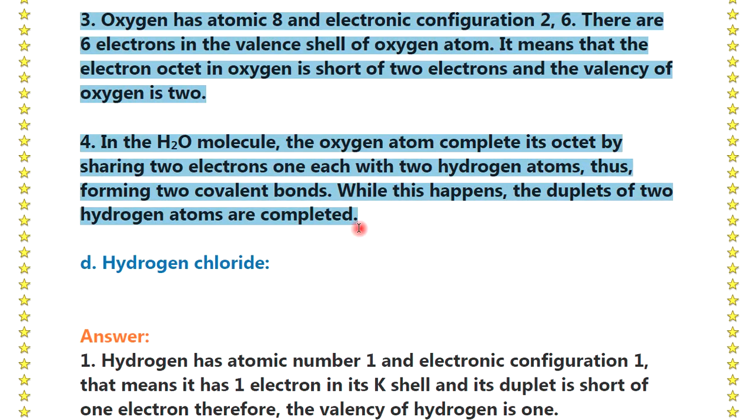Oxygen has atomic number 8 and electronic configuration 2,6. There are 6 electrons in the valence shell of oxygen atom. It means that the electron octet in oxygen is short of 2 electrons and the valency of oxygen is 2. In the H2O molecule, the oxygen atom completes its octet by sharing 2 electrons, one each with two hydrogen atoms, thus forming two covalent bonds. While this happens, the duplets of two hydrogen atoms are completed.